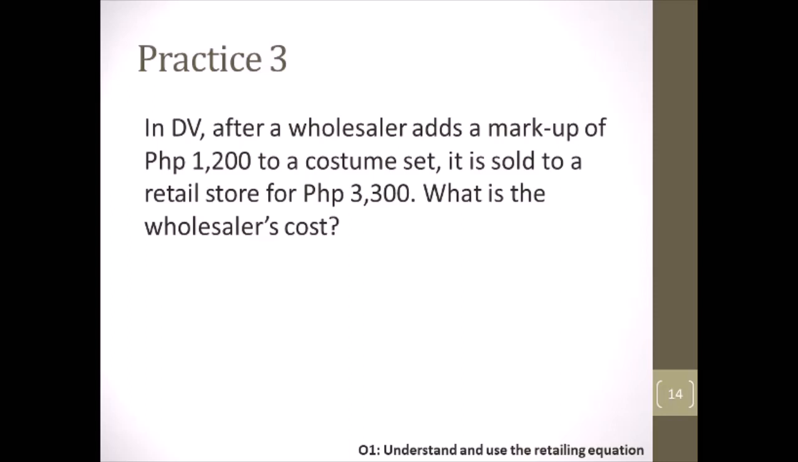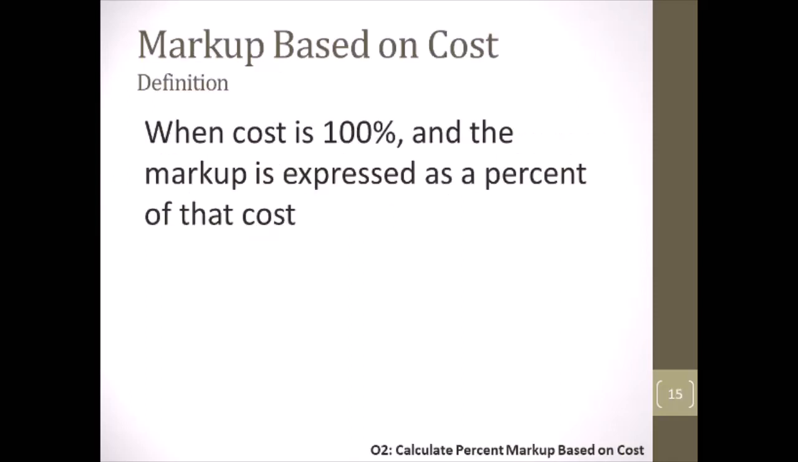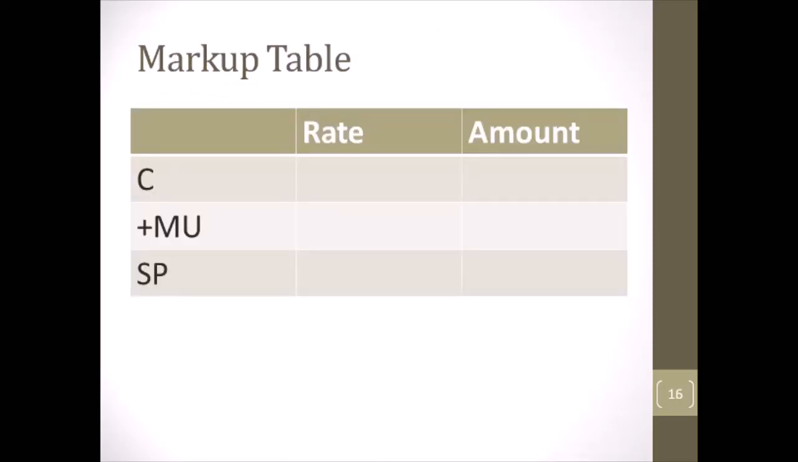Let's now go to the next objective, the markup based on cost. So the definition is, when you see the price markup based on cost, that is, the cost is 100% and the markup is expressed as a percent of that cost. So let's have an example. The example will be using this table.